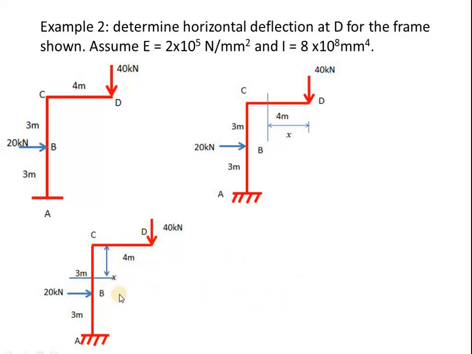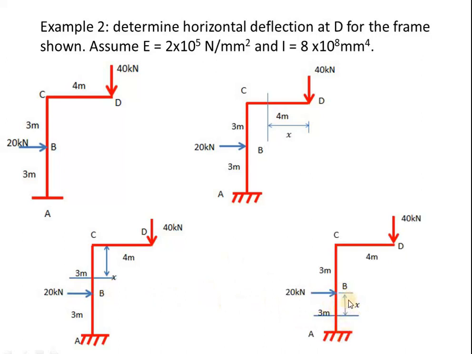Then we take the next section here, that is BA is the portion. Limits will be 0 to 3. I take x from B, so that we can write the limit 0 to 3. What is the bending moment here now? There are 2 loads now. Above this section, there are 2 loads. This one is minus 40 into this much, 4, then minus 20 into this x.